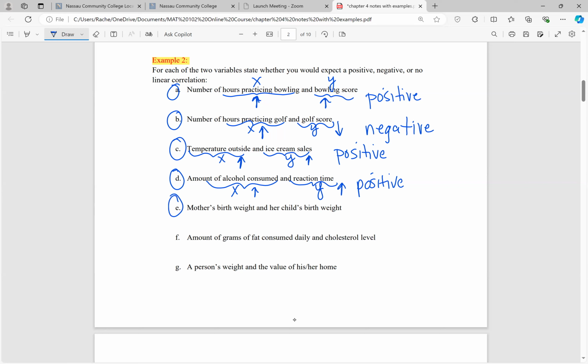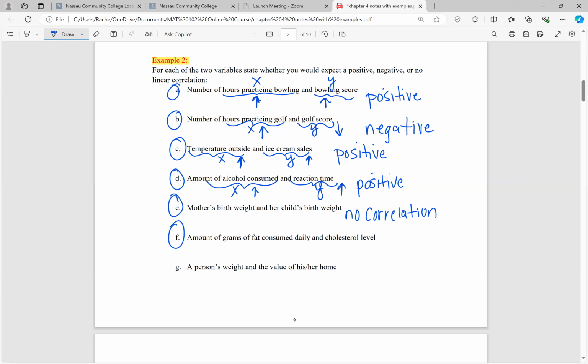Part E says, what about a mother's birth weight and her child's birth weight? There doesn't really seem to be any correlation between a mom's birth weight and her child's birth weight. So this is going to be an example of no linear correlation.